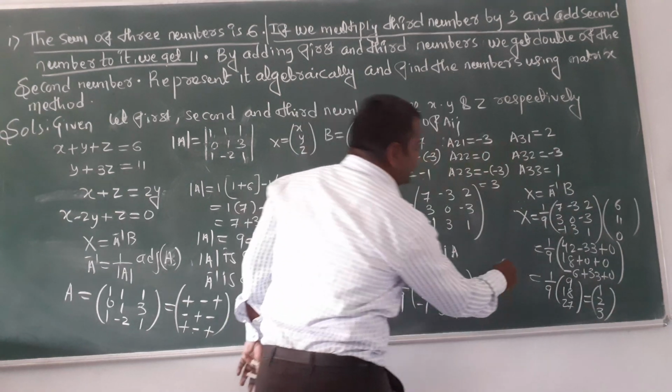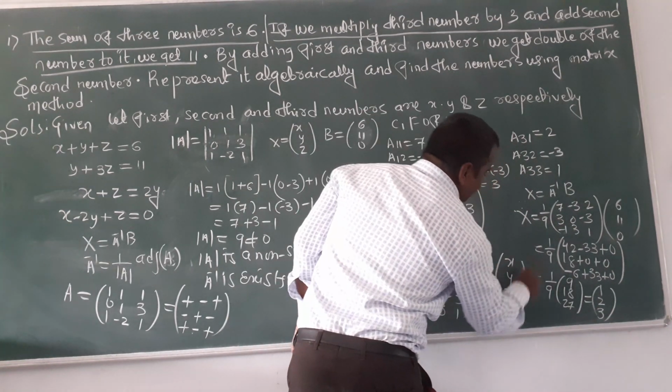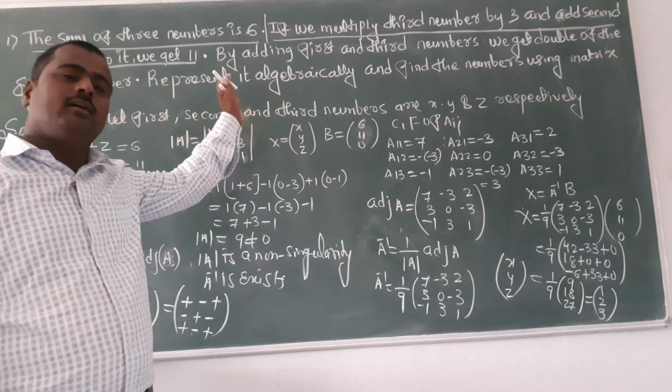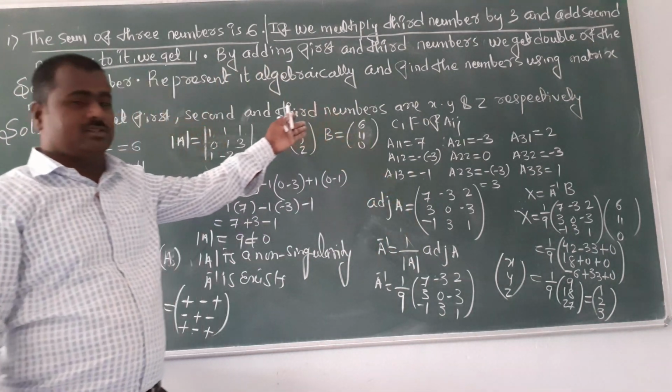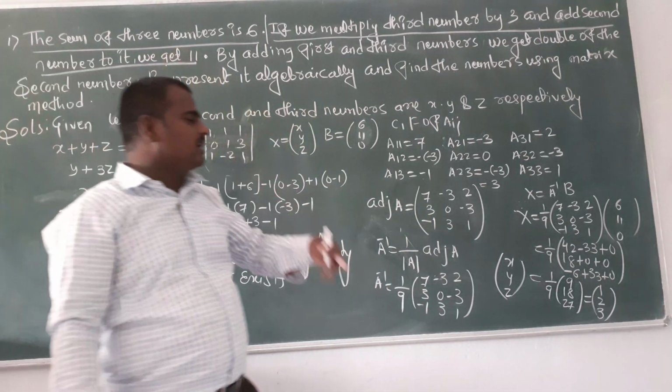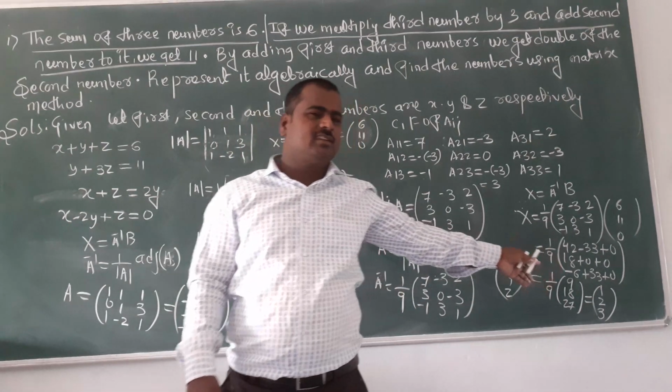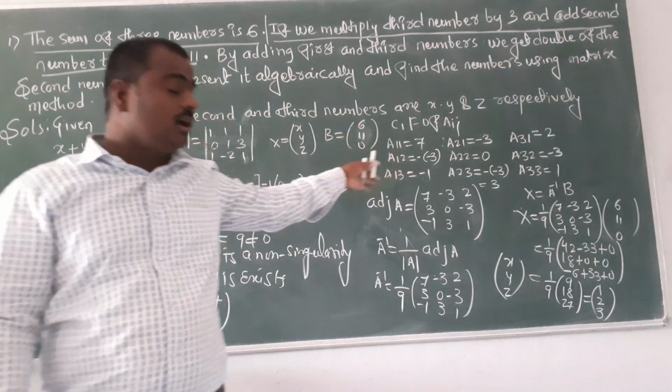So x, y, z are the unknown numbers 1, 2, 3. This is the result. Check it, verify: 1 plus 2 plus 3 is 6, and 6. We got the right result.